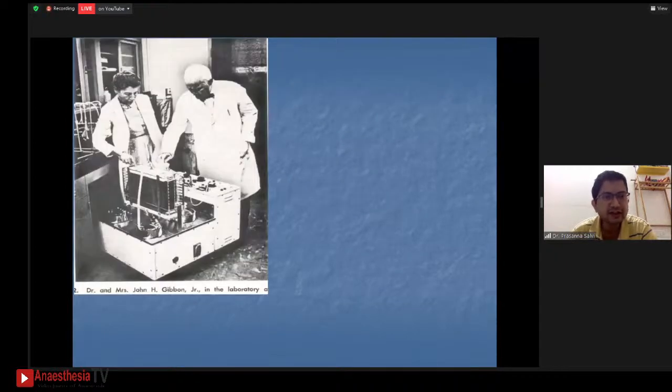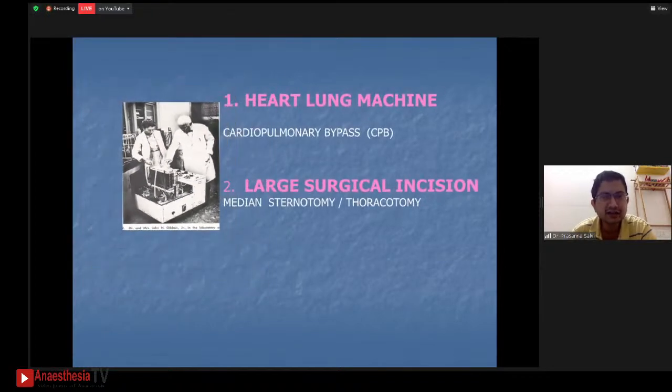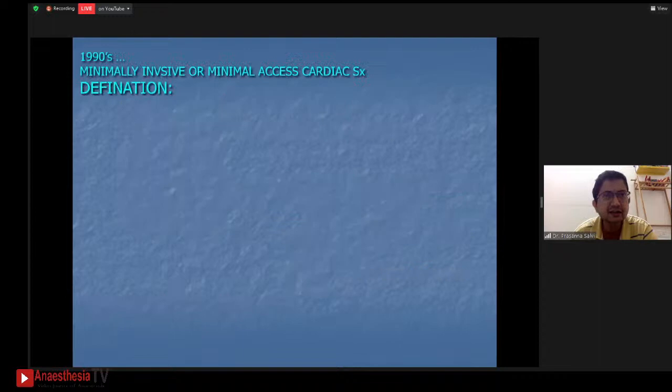So this was initially in the start when we used to have these very big heart-lung machines, and also there were large surgical incisions which were done either through a median sternotomy or a thoracotomy. So they had their own set of problems. Because of CPB, there was a systemic inflammatory response. There used to be renal insufficiency, coagulopathy, neurological and neurocognitive deficit. And because of the large incisions, we used to have a lot of pain, discomfort. There used to be a lot of non-unions, visible scars, which used to form keloids. And eventually also some patients used to come back with mediastinitis.